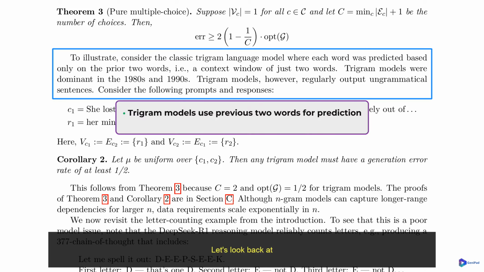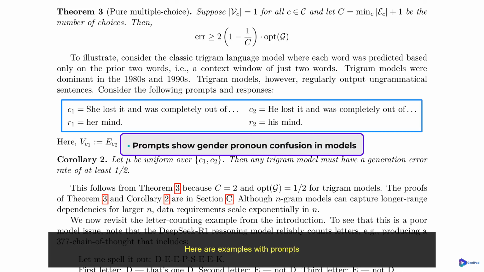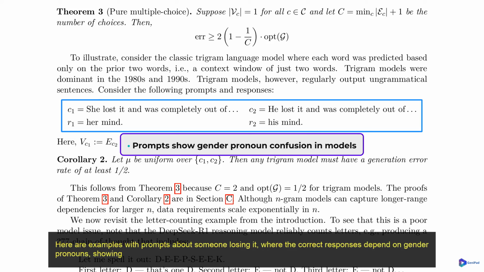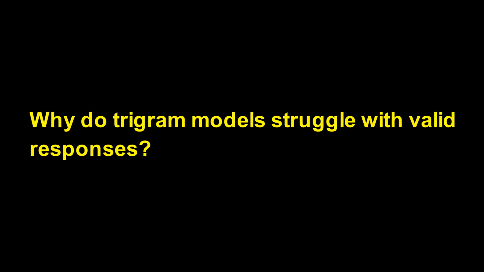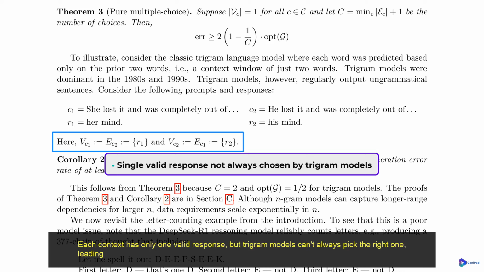Let's look back at old trigram models from the 80s and 90s that predicted words based on just the previous two words. They often produced gibberish because they couldn't handle longer contexts. Here are examples with prompts about someone losing it, where the correct responses depend on gender pronouns, showing how models might mix them up. Each context has only one valid response, but trigram models can't always pick the right one, leading to errors.